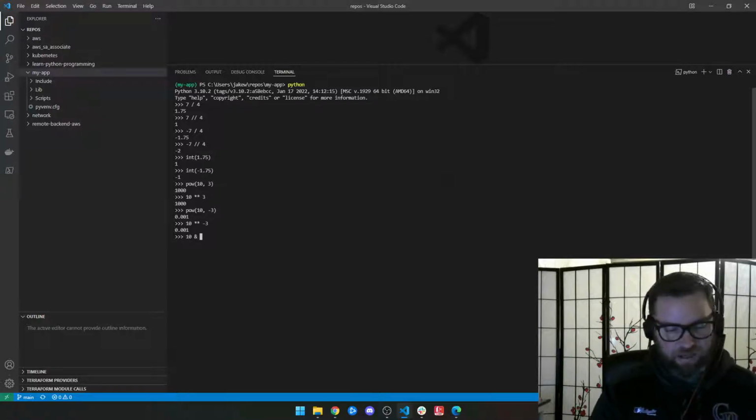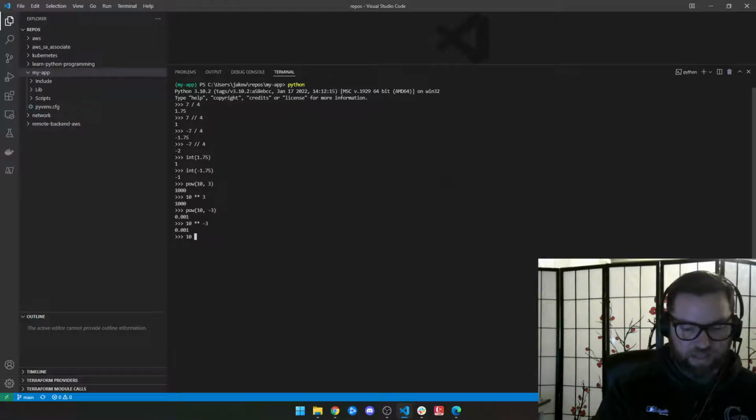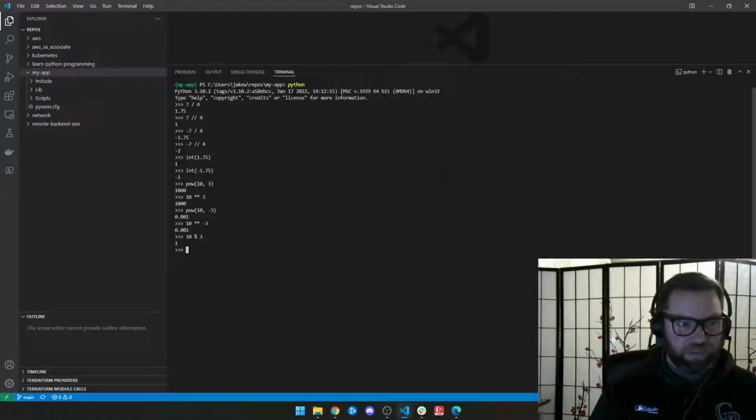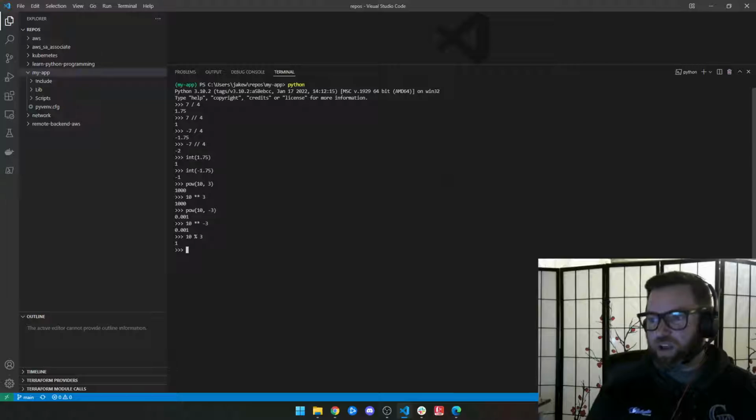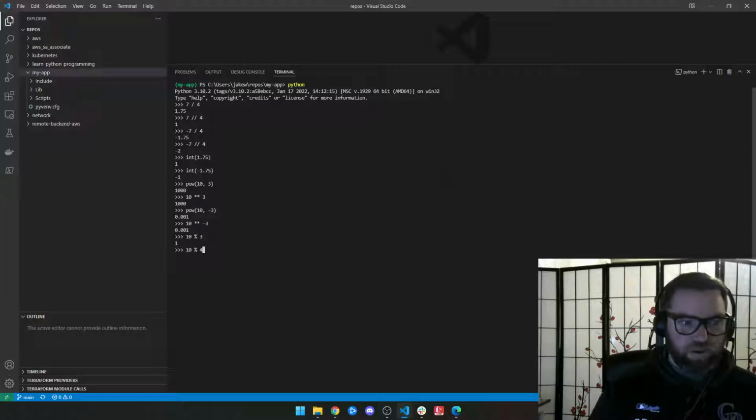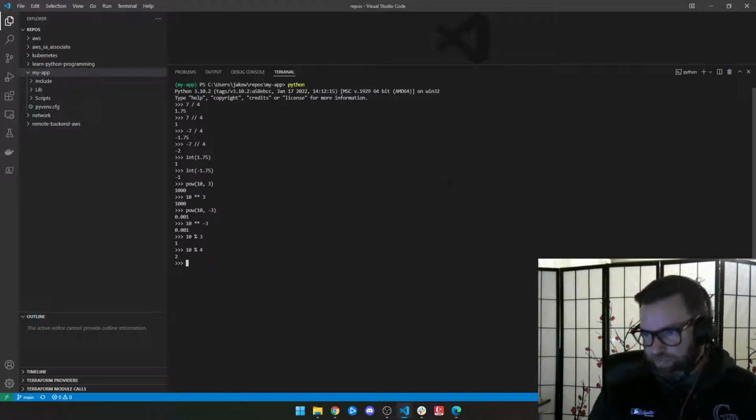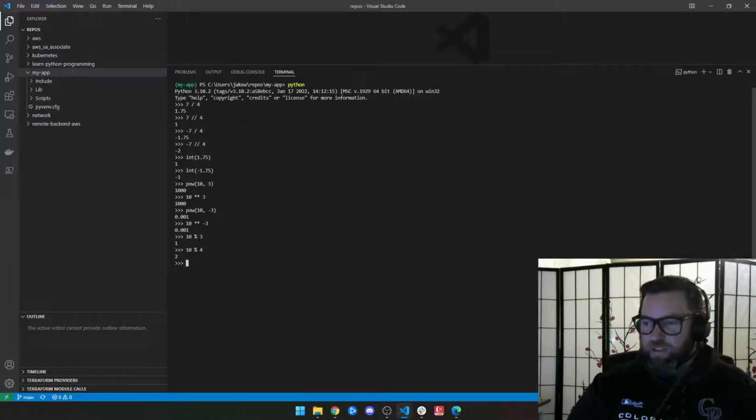If I did 10 mod 3, you could say 10 modulo 3, but it's more common to say 10 mod 3 or 10 mod 4. 4 goes into 10 twice, with 2 left over. So there's our 2 left over. And that's how mod works.